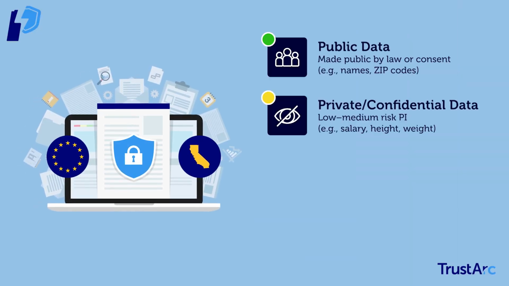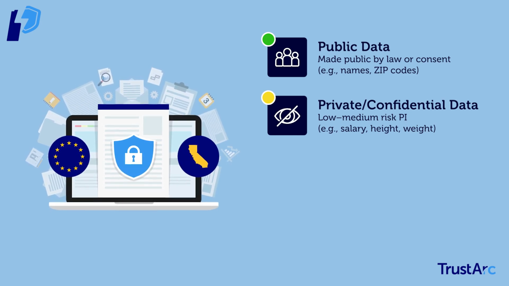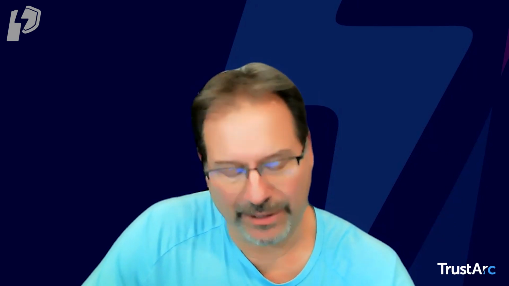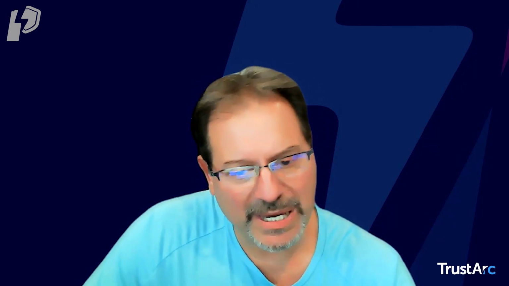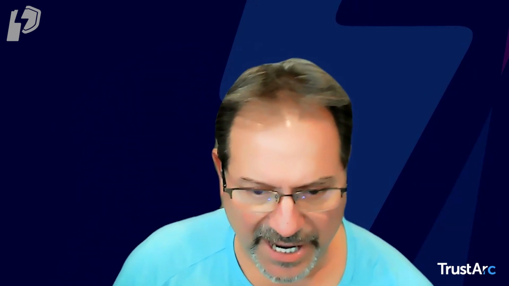So the next bucket, private or confidential data, would be personal information that's protected by privacy and data protection laws, and for which the loss, misuse, or unauthorized access, disclosure, alteration, or destruction is likely to result in some low to medium risk to the individuals for whom the data is related, as well as the organization doing the processing. So think of things like salary, maybe you're in financial investment, your height, your weight.